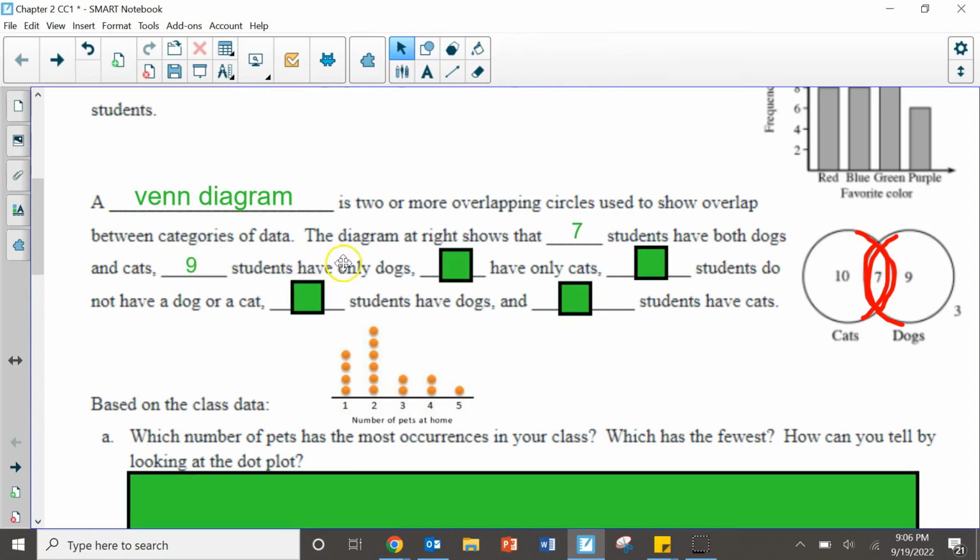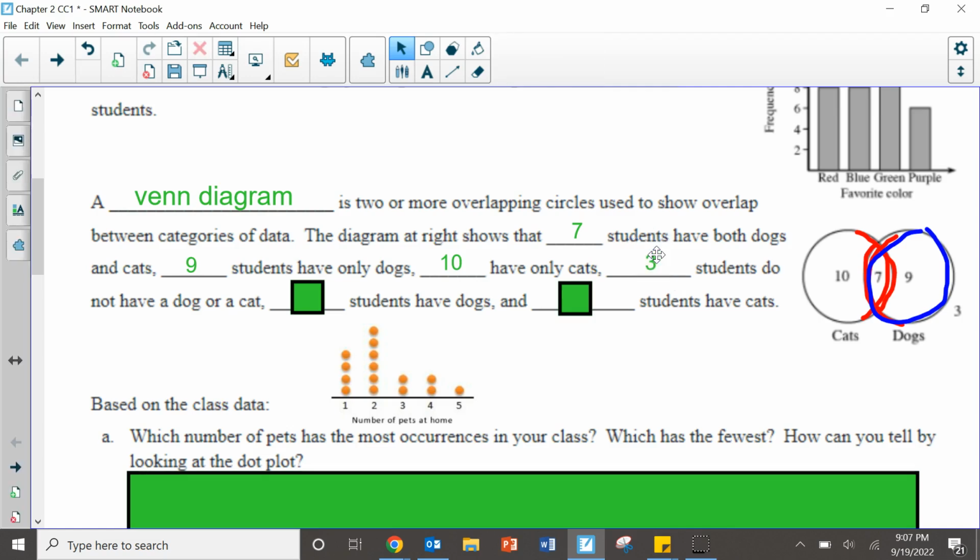9 students have only dogs. If we look at the dog circle, 9 of them are just in that dog category. It's not part of the cat circle at all. And you can see that 10 only have cats. Again, kind of the same concept as the dogs. That 10 is only in the cat circle. It does not touch the dog piece.